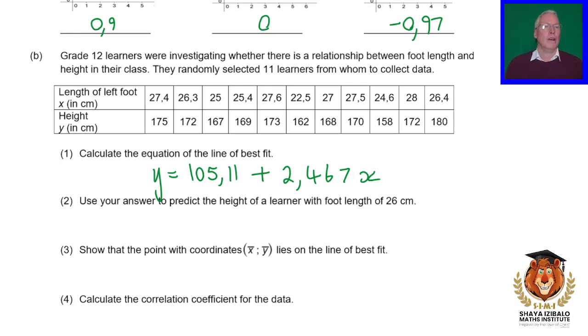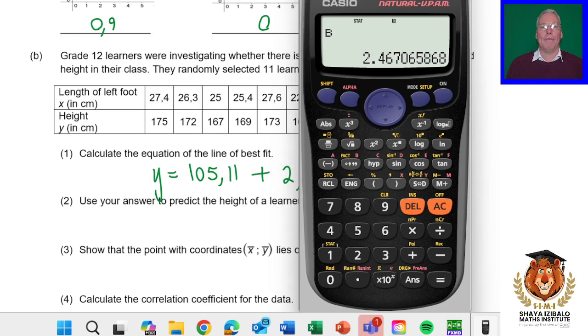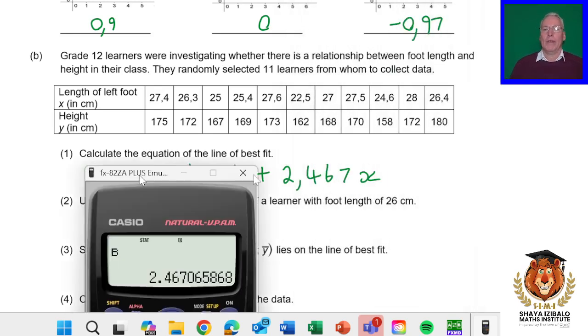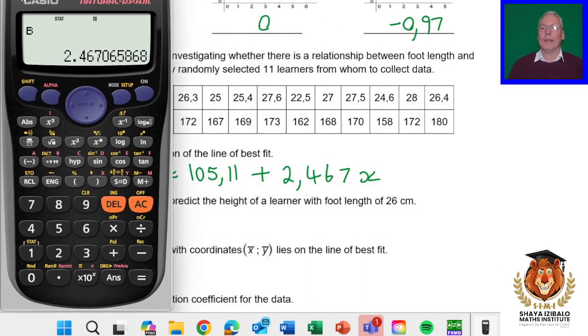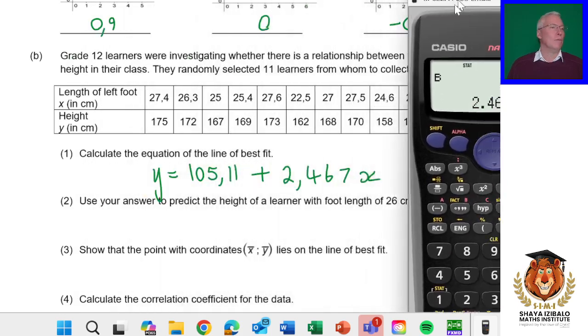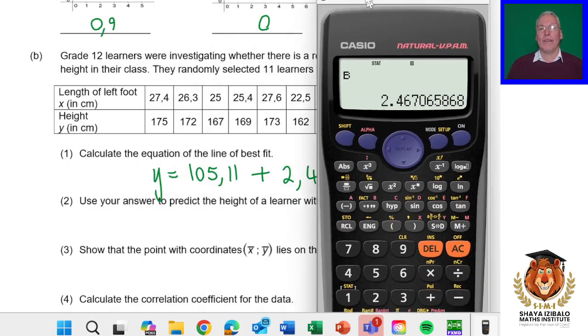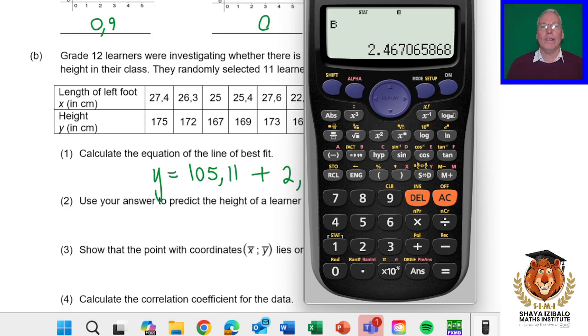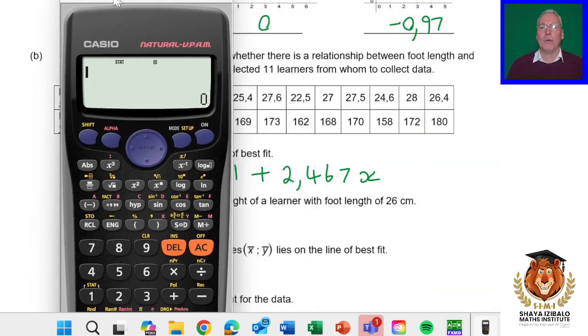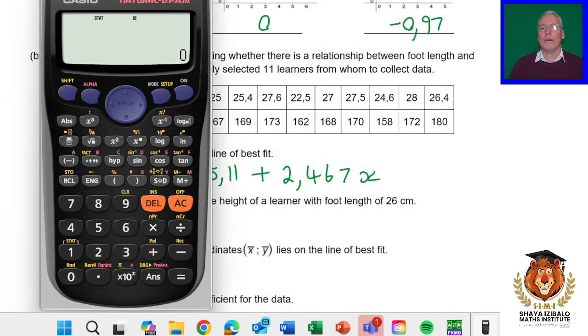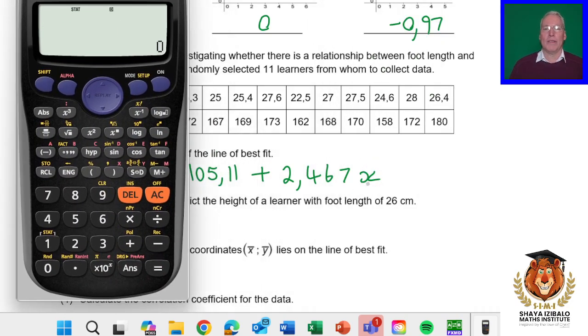Now what we're going to do is predict the height of a learner with a foot length of 26 centimeters. And just before we even do that, let's look at 26 centimeters. 26 is inside our data set, so this is what we call interpolation. We're going to type in the 26. Just to emphasize, we could put 26 into this equation for X, but our calculator will do it for us.